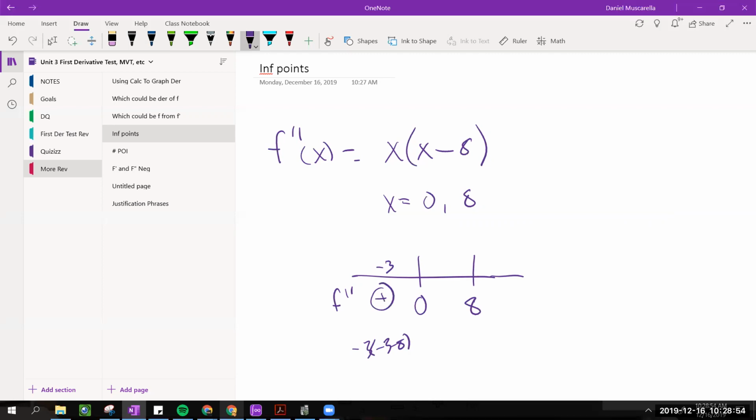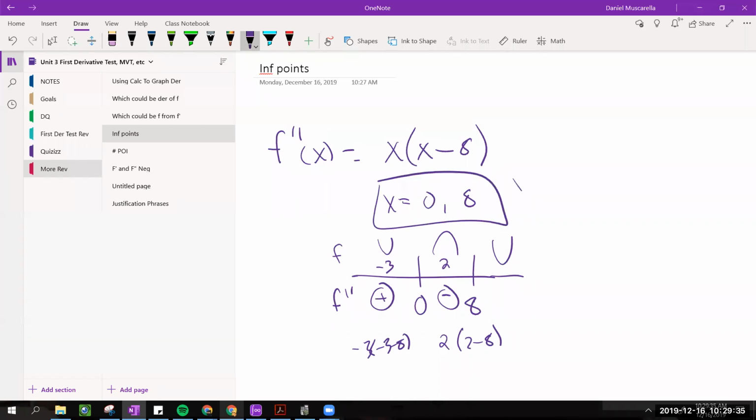That means my original graph is going to be concave up. Oh, okay. That's where the original graph comes in. Right. And then between 0 and 8, if I plug in 2, I would have 2 times 2 minus 8. So the first thing's positive, the second thing is negative, so that would be concave down. And if I plugged in a number bigger than 8, then they're both positive, so that'd be concave up.